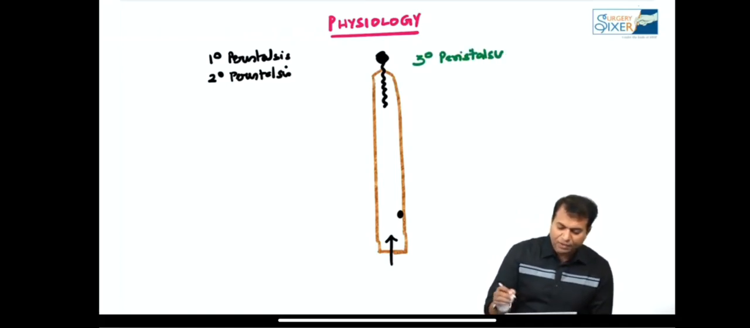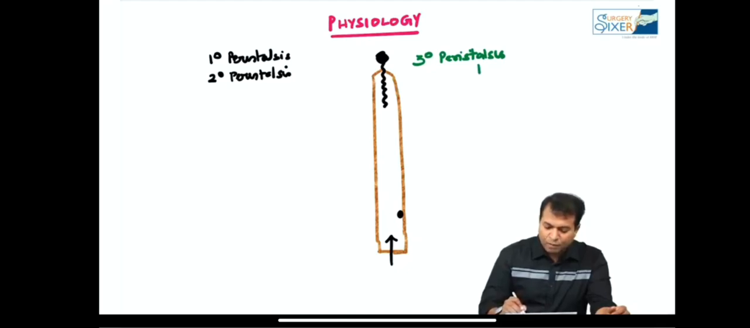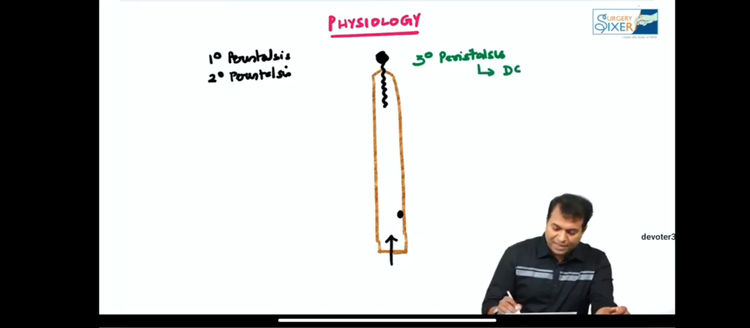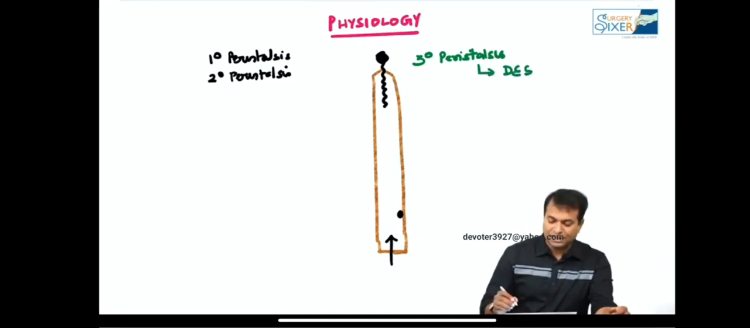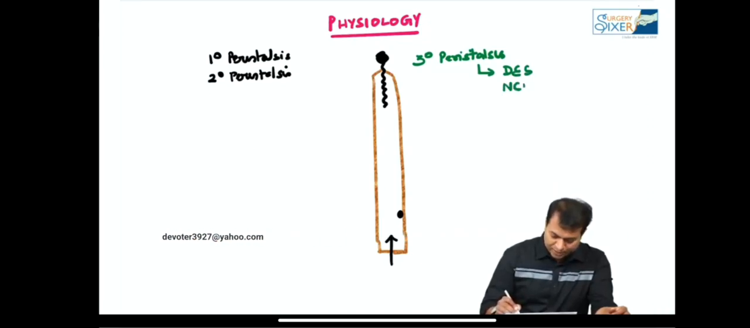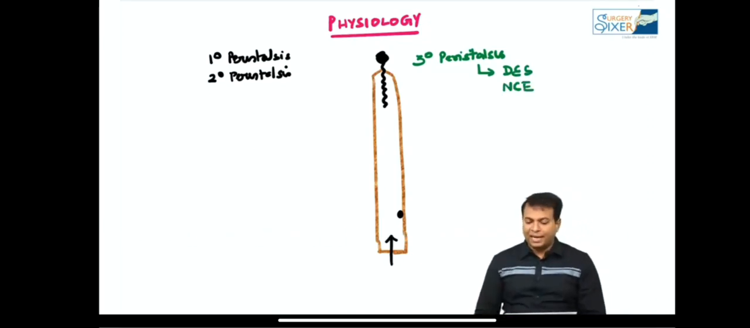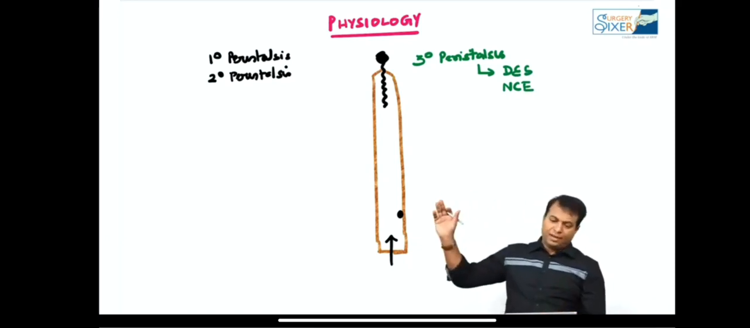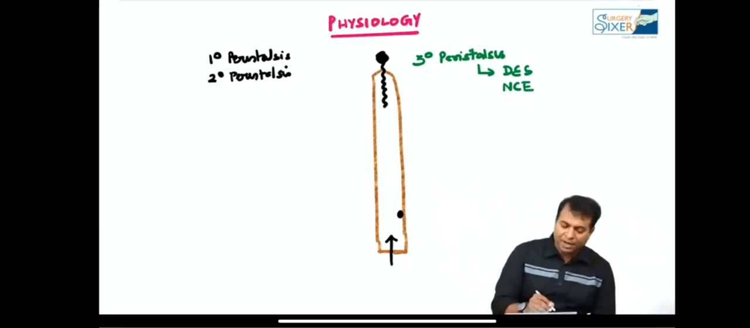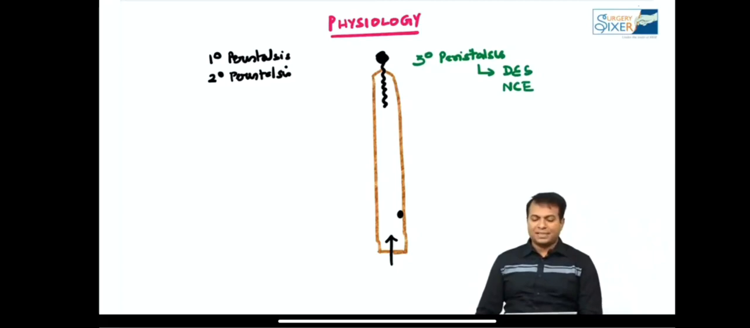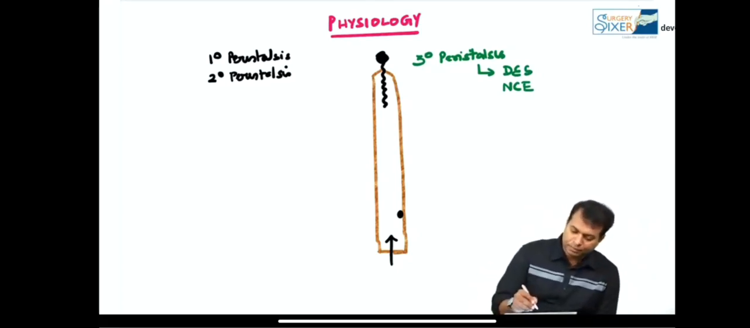Tertiary peristalsis is one which happens without any food stimulus. This is abnormal and is seen in motility disorders like diffuse esophageal spasm and nutcracker esophagus. Primary and secondary peristalsis are normal, which I am writing on the right side, and abnormal things on this side. Primary and secondary peristalsis are normal. Tertiary peristalsis, DES and nutcracker esophagus are abnormal.